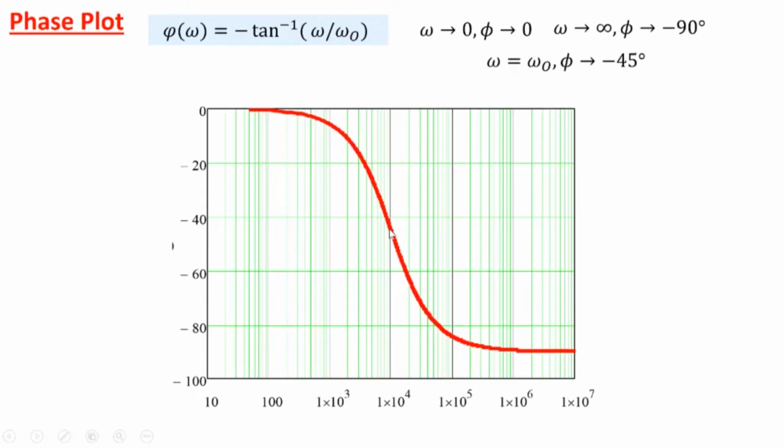Whenever you see a term like this, minus tan inverse omega by omega naught, it has a sketch of this particular kind, with asymptotic values at low frequencies and high frequencies, and a value of minus 45 degrees at the corner. More complicated phase expressions may have several such terms, and we'll have to combine them together to get the full phase plot. All right, so let's continue with the sketching of the transfer function.